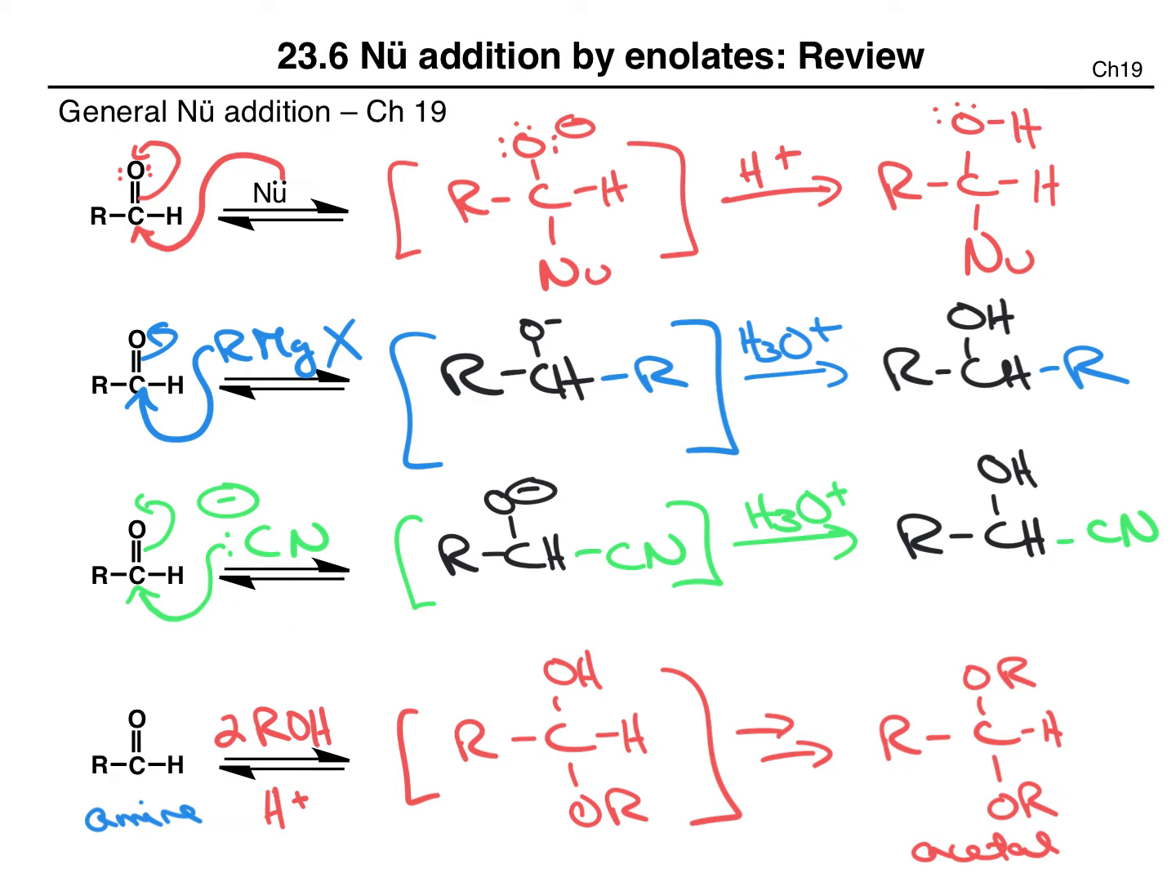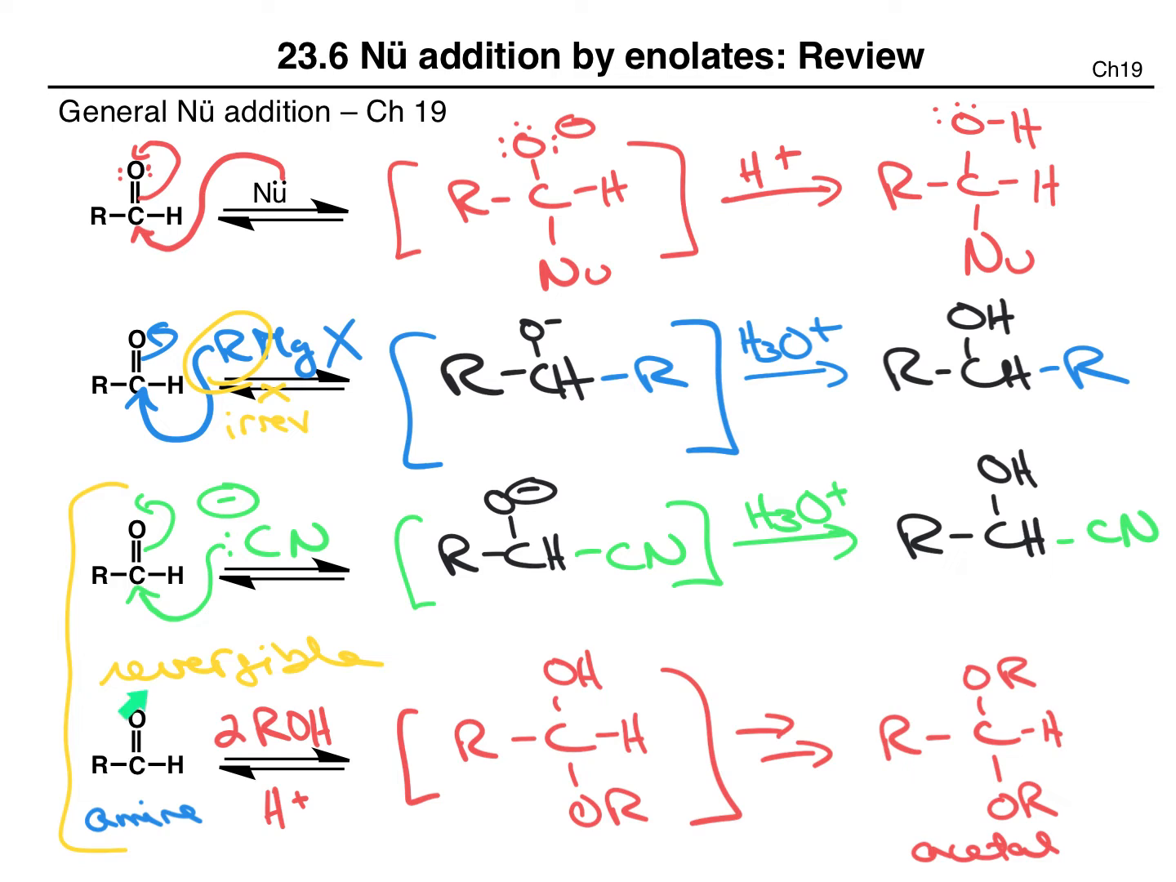One of the biggest differences that we need to keep in mind is that when we have a very, very strong base or nucleophile such as a Grignard reagent, this reaction is irreversible. So this should not be an equilibrium arrow. When we have other nucleophiles such as cyanide or an alcohol or an amine, those are reversible reactions.